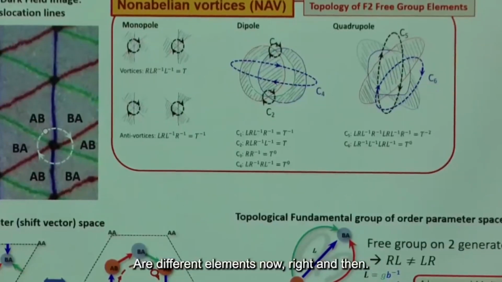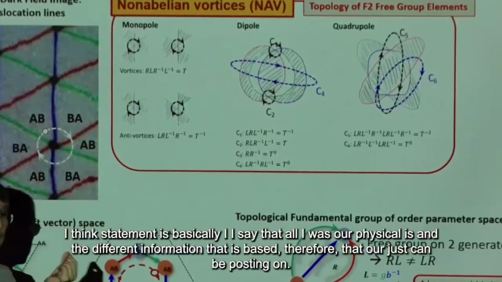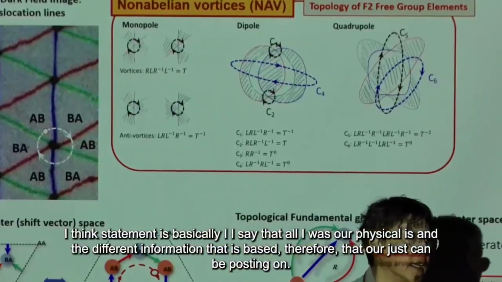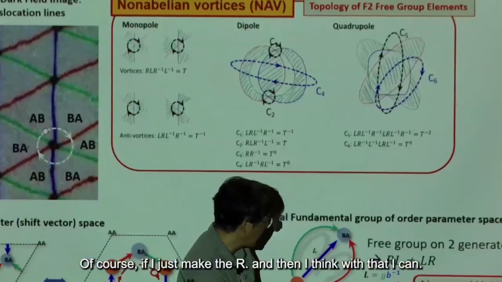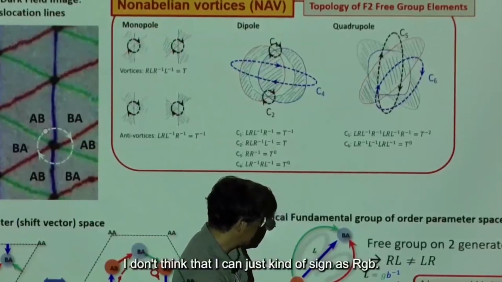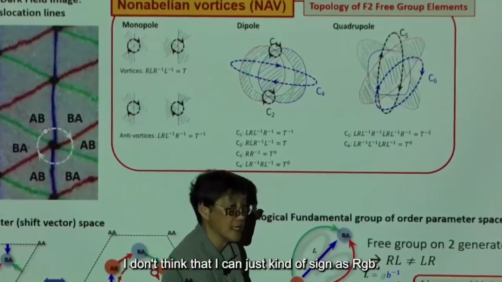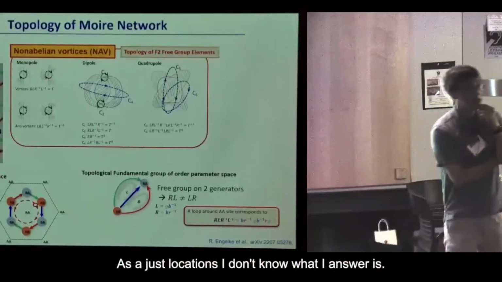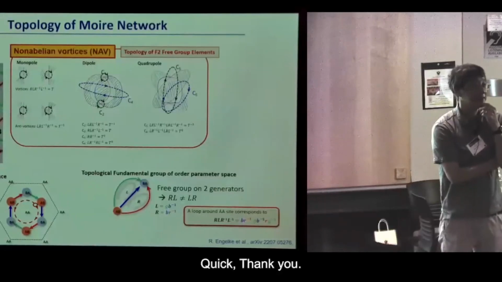I think the statement is basically that RL versus LR are physically different incarnations of your space. Therefore I will impose a non-abelian structure out of that, right? Of course, if I make RL and LR different, then I don't think I can assign R, G, B as the dislocations with different Burgers vectors on top of that. I don't know whether I answered this question. Yes. Thank you.